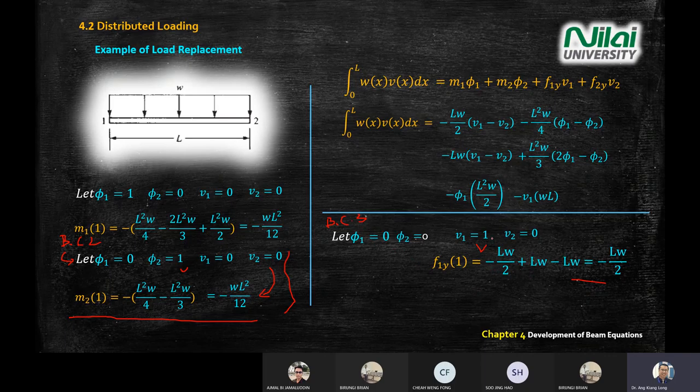The next one, we have one more, boundary condition number 4. All is 0 except V2 is 1. Then again, you apply these 4 numbers into these 2 equations. You rearrange, you get the new equation, you get F2y equal to something, and then you rearrange, you get minus LW divided by 2.